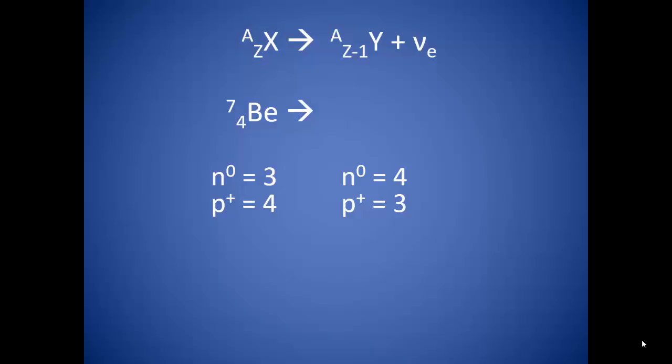So when the proton captures the electron, it loses a proton, which makes it a new element that has an atomic number of 3. Atomic number 3 is lithium, and if we add up the number of protons and neutrons, we still have a mass number of 7, and then our neutrino.